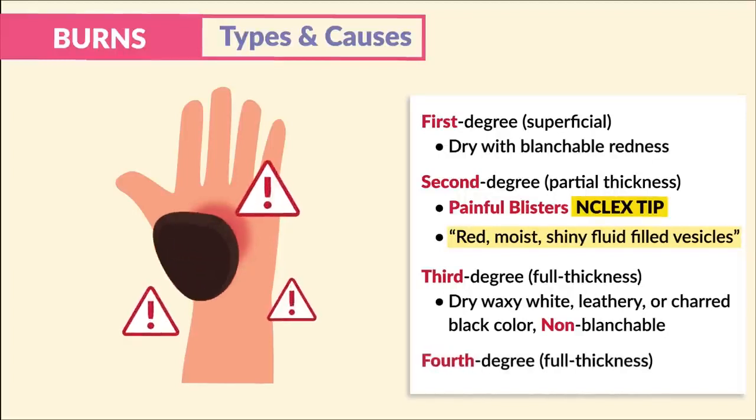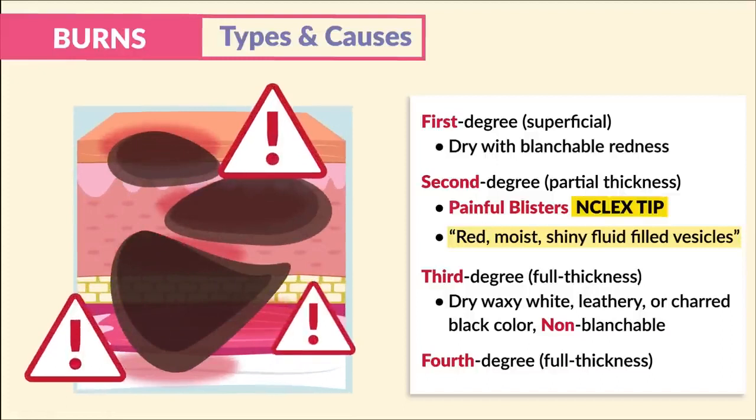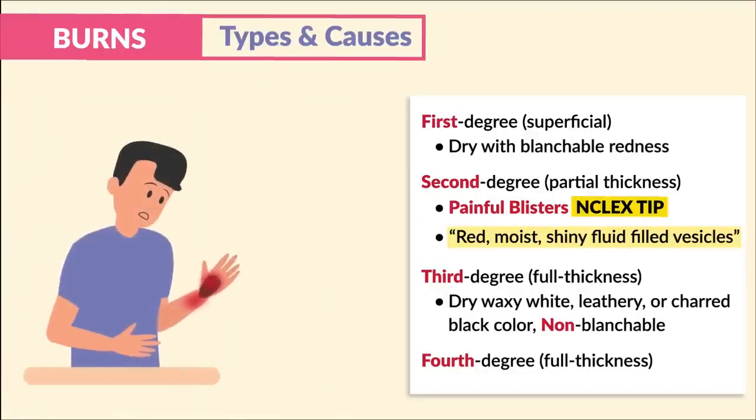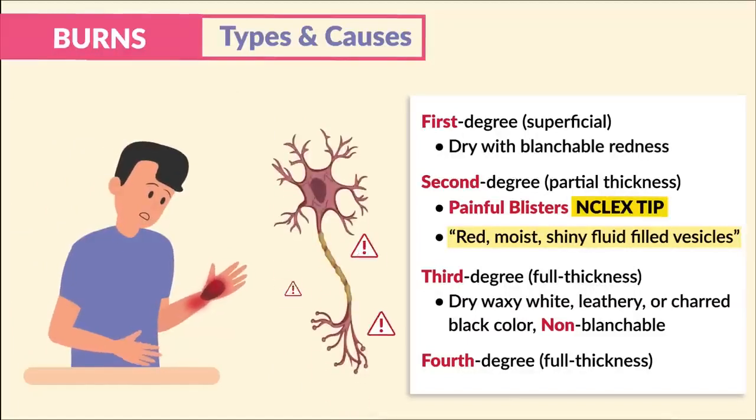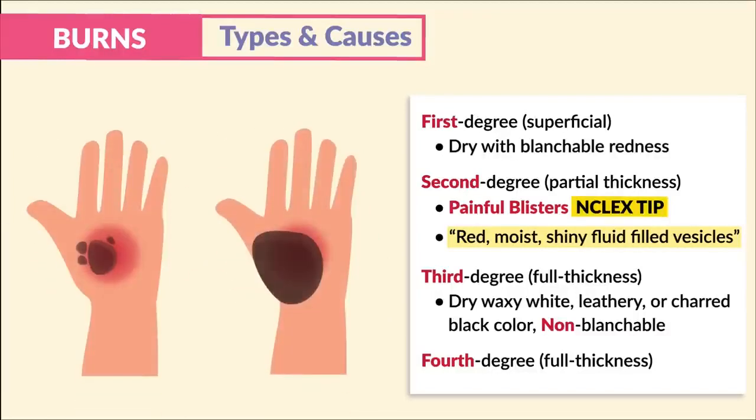Now, 4th degree, also a full thickness burn. These are the worst burns by far, as they go through all the layers of skin down to the muscles and even the bones. A unique sign is the lack of pain, since the destruction of nerve endings from all the burn charred areas. Even though they may look similar to 3rd degree burns, these are far worse since they're far deeper.